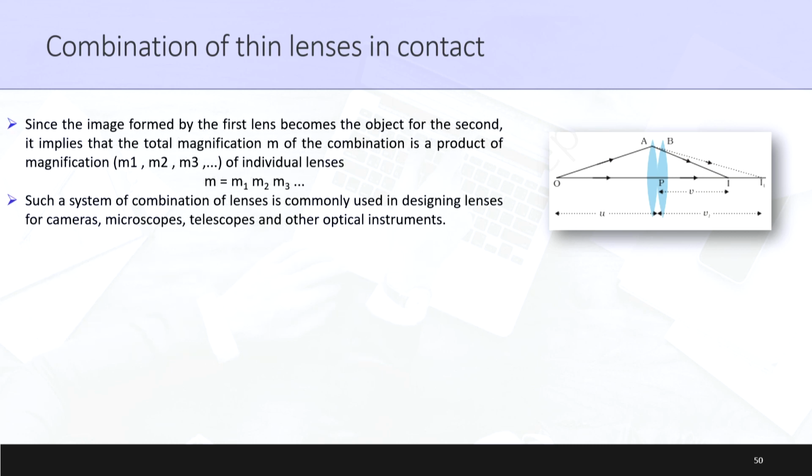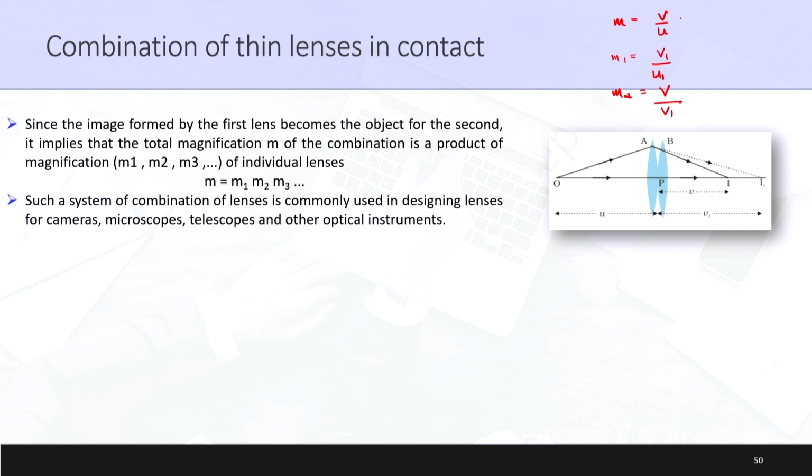Next is about magnification. So, what happens about magnification? Since the image formed by the first lens becomes the object for the second, it implies that total magnification m of the combination is a product of magnifications m1, m2, m3 till mn of individual lenses. What does it try to say? We know that magnification is nothing but v by u, right. Let us suppose that m1 is equal to v1 by u1. What is m2? m2 is basically v by v1.